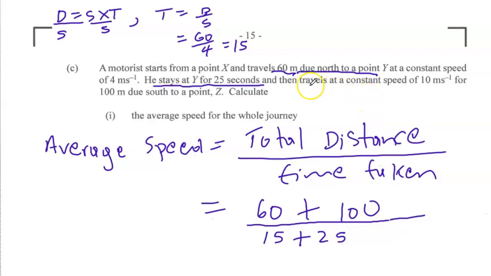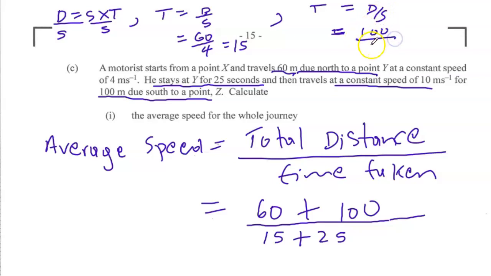And then he travels at a constant speed of 10 meters per second for 100 meters to another point Z. So in the third phase, again we're working out time. Time again is distance over speed. The distance we are given for the final stage of the journey is 100 meters and the speed is 10 meters per second. So 100 divided by 10, that's 10. That's another 10 seconds.